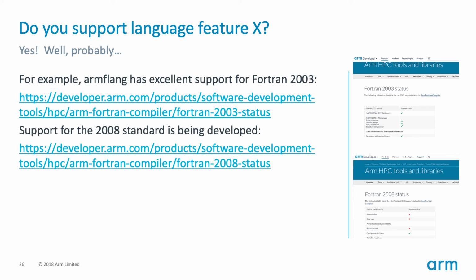Related to this, the Fortran compiler is always expanding. The C++ compiler is always developing. There's a lot of work to be done constantly. So if you're wondering, is language feature X supported by the Arm HPC compiler? Well, you can go check these websites, and it'll show you exactly what features are supported, and give you an idea if it's a problem of your code deviating from the standard, or if our compiler just hasn't reached that point of implementing the standard yet.